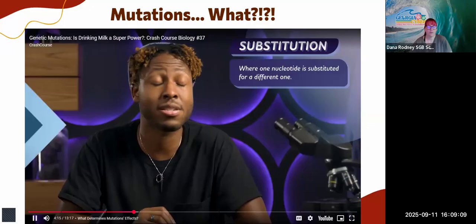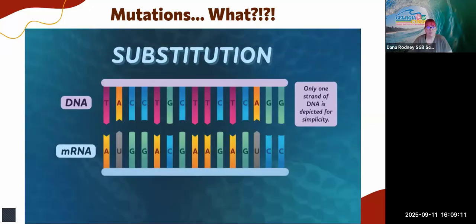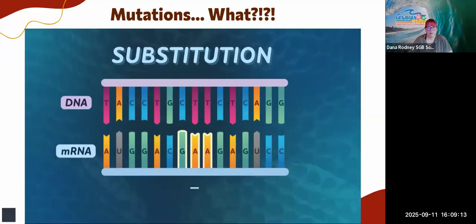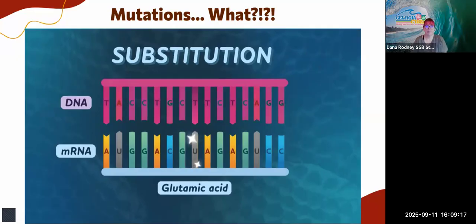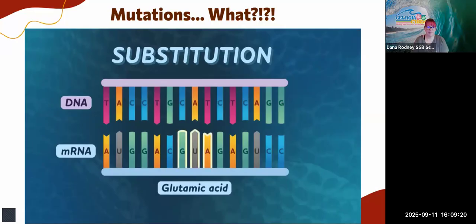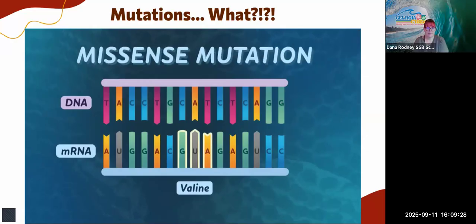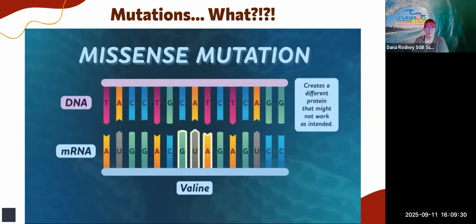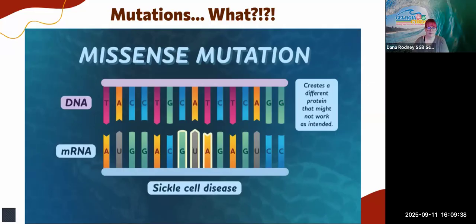The entire organism. For instance, the nucleotides GAA tell a cell to add glutamic acid to the protein it's building. If that code changes by a single letter to become GUA, the cell will instead add valine, a completely different amino acid. This type of substitution is called a missense mutation, and it creates a different protein that might not work as intended. This one-letter mutation causes sickle cell anemia, a disease affecting red blood cells.